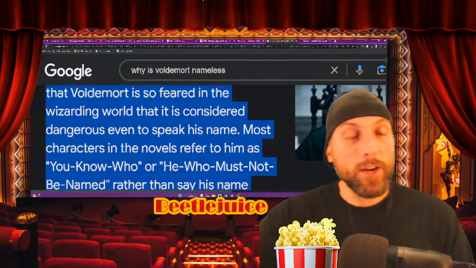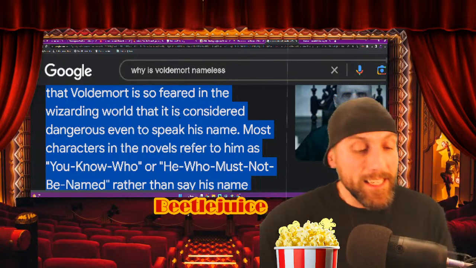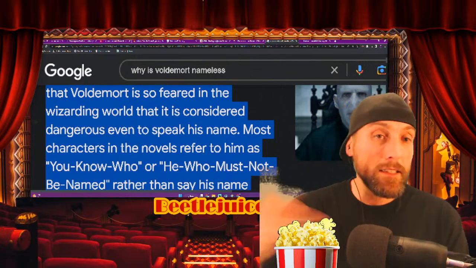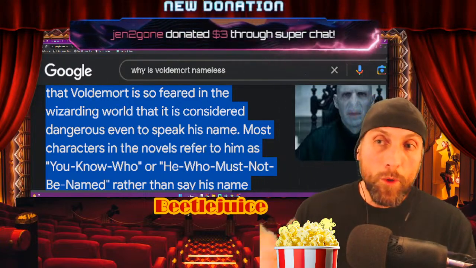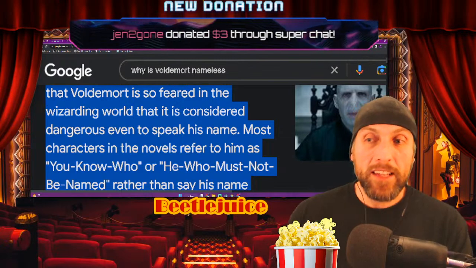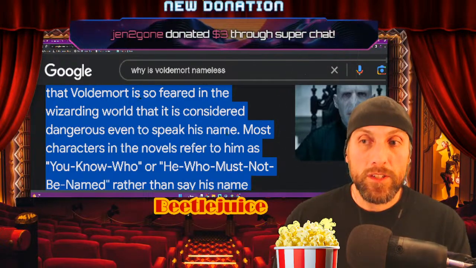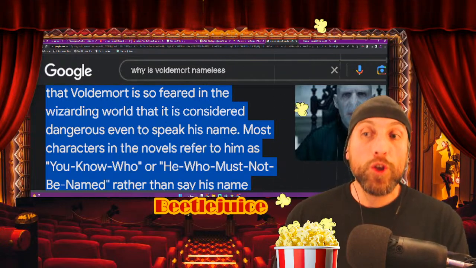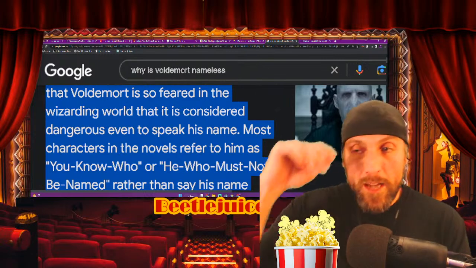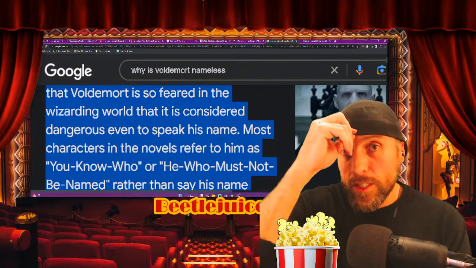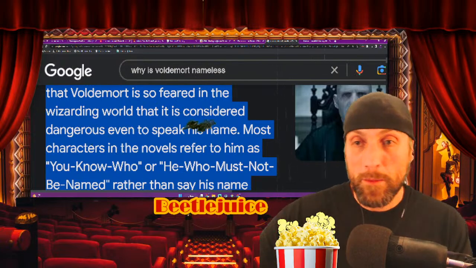Here's another one, right? So you can't say Beetlejuice's name. He's not allowed to tell people. He's a nameless entity. Even though he has a name, his name is not to be said. Just like Voldemort. Voldemort is so feared in the wizarding world that it's considered dangerous to even speak his name. Most characters in the novels refer to him as You Know Who, right? Or He Who Must Not Be Named, rather than just saying his name, even though realistically they say Voldemort freaking all the time in the Harry Potter movies.